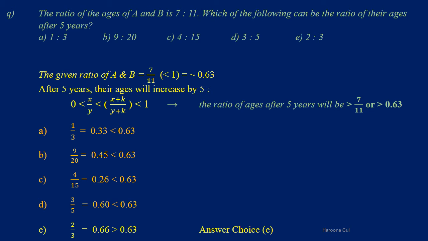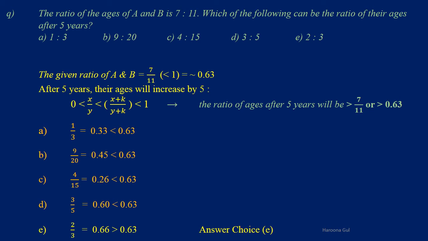So, what we're going to do is we're going to take the help of the ratio rule, which says that if the ratio x to y is less than 1, then (x + k)/(y + k) would be greater than x over y but less than 1, right? So the ratio of ages after 5 years will be greater than 7 over 11, right? Or they would be greater than 0.63.